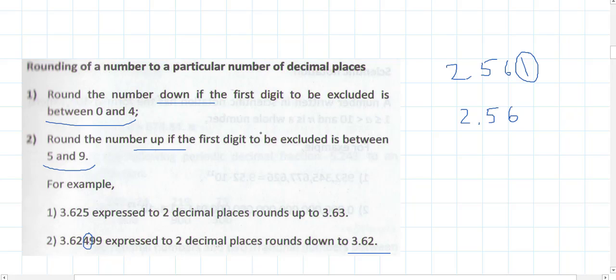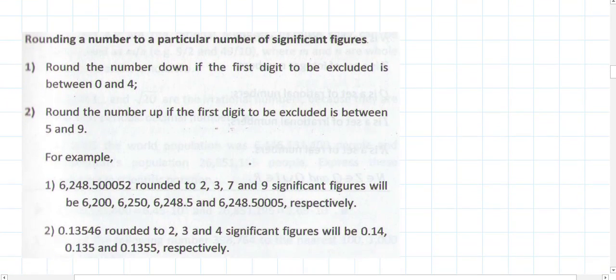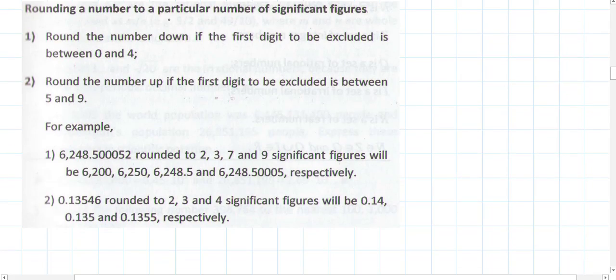I think it's clear with rounding to decimal places. Okay, here is another type: rounding a number to a particular number of significant figures. Round the number down if the first digit to be excluded is between 0 and 4, and round the number up if the first digit to be excluded is between 5 and 9.